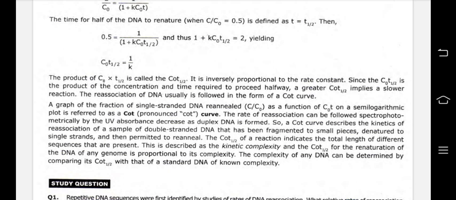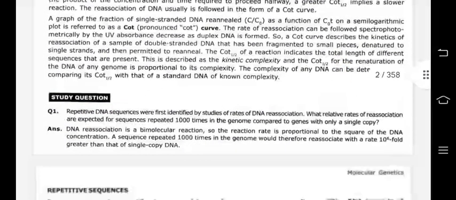The Cot half of a reaction indicates the total length of different sequences that are present. This is described as the kinetic complexity, and the Cot half of the renaturation of the DNA of any genome is proportional to its complexity. The complexity of any DNA can be determined by comparing its Cot half with that of a standard DNA of known complexity.